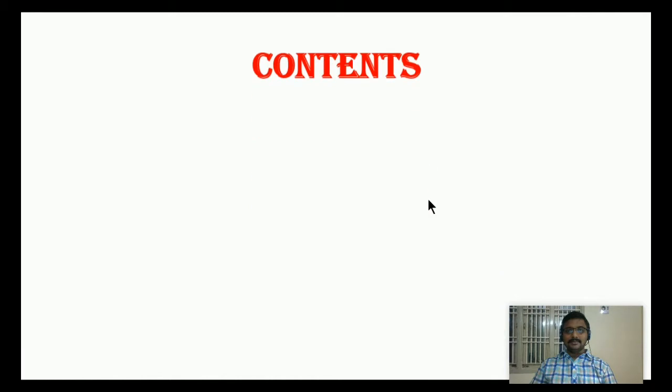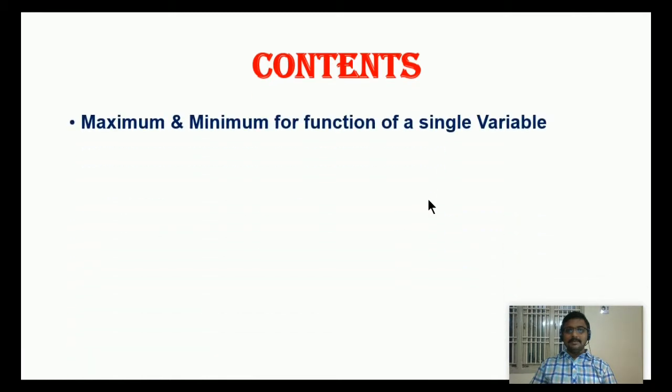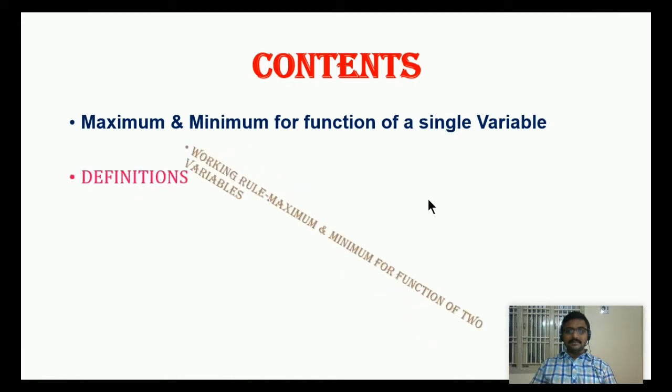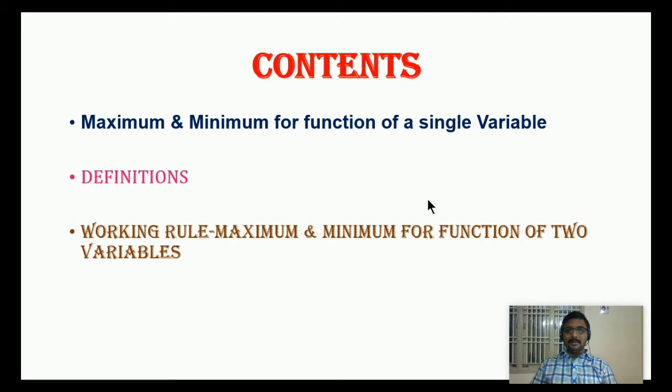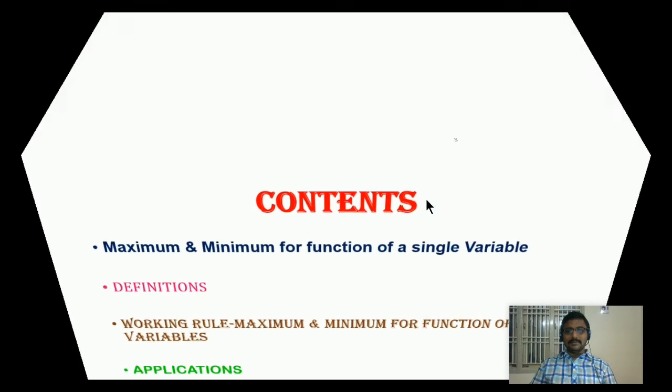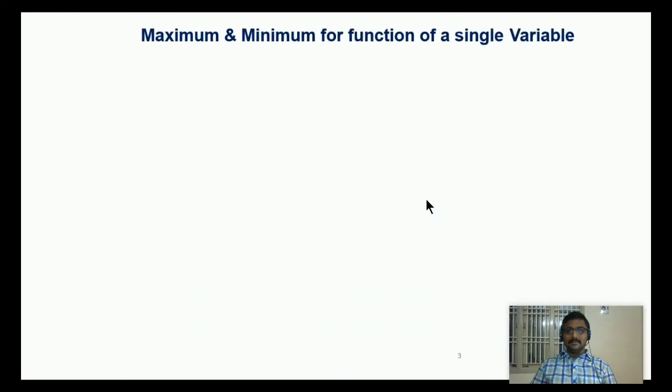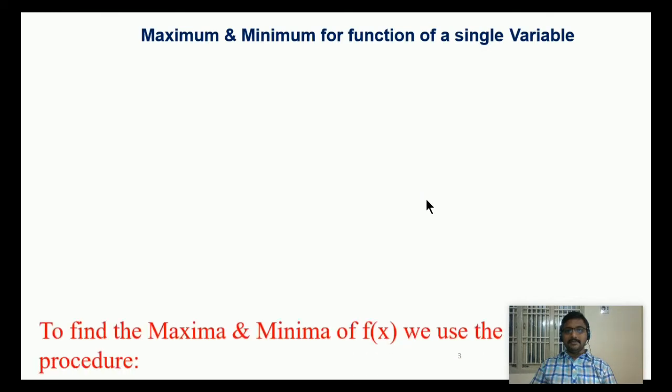Contents: Maximum and minimum for function of a single variable. Definitions. Working rule: maximum and minimum for function of two variables. Applications. Maximum and minimum for function of a single variable.